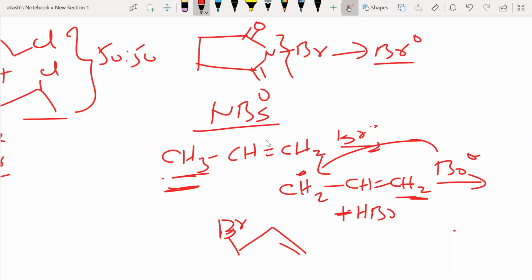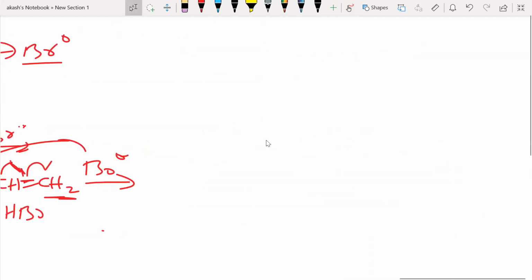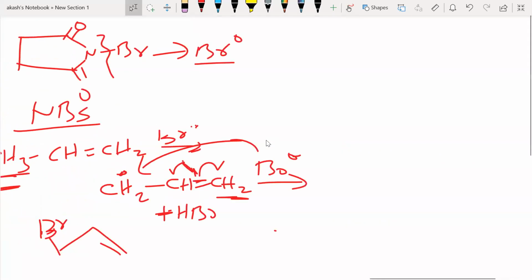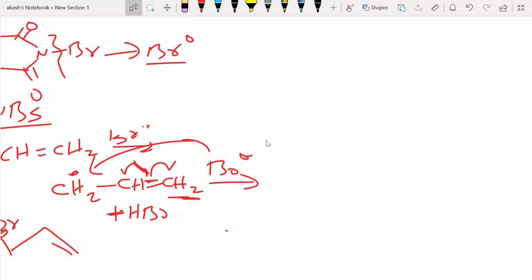It's pretty simple. Now, what happens is, assume that this pi bond which is here is undergoing homolytic cleavage. Now if this pi bond undergoes homolytic cleavage, what is going to happen? I'll write it here. Now see, if this happens, I'm going to get a free radical in this carbon, and I'm going to get a free radical in this carbon when I break this pi bond, right?